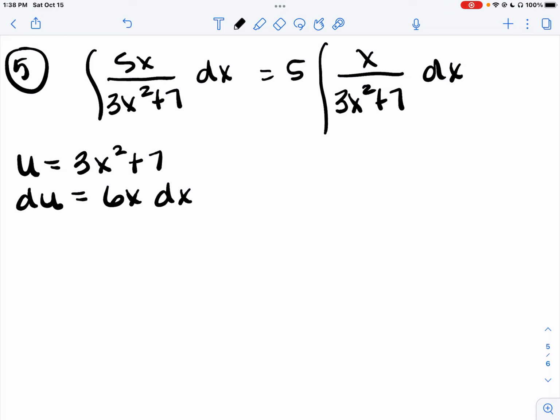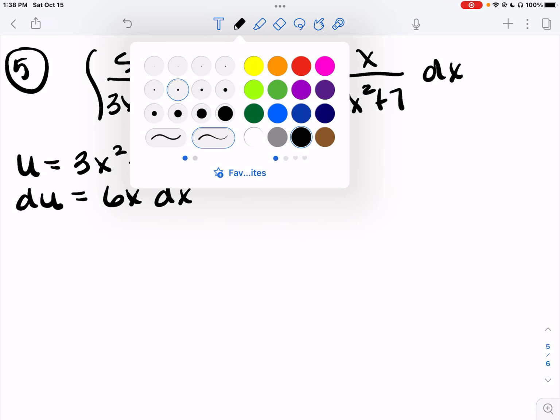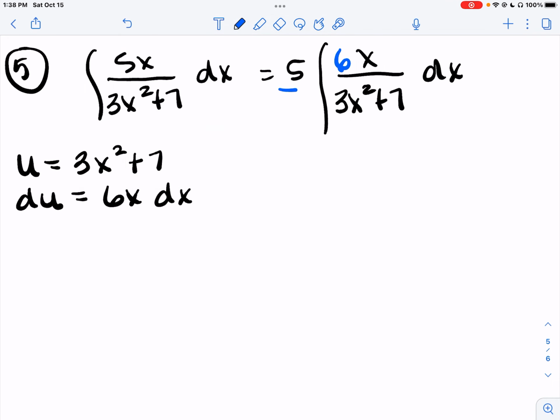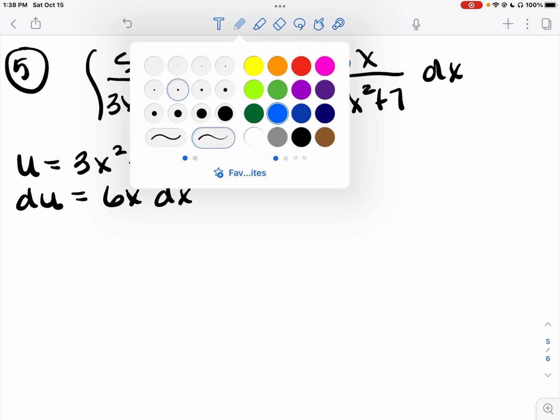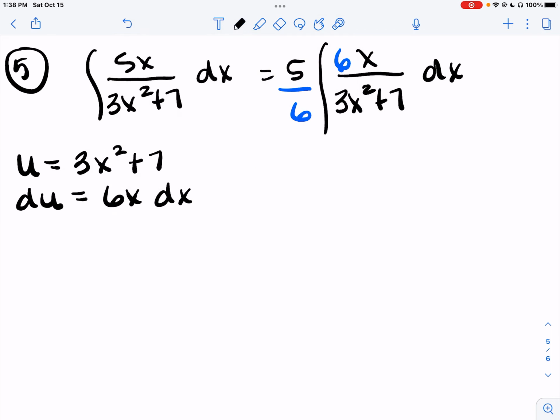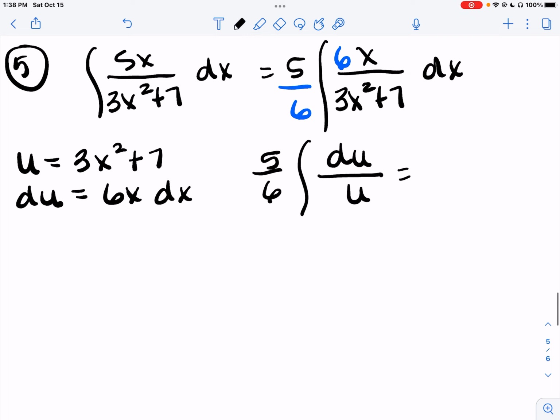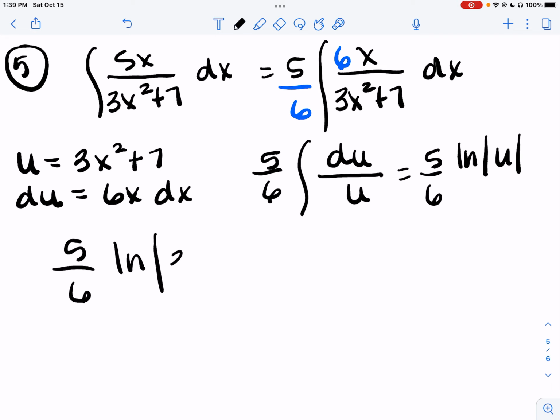and I'll have to undo it. So I'm going to multiply 6. I divide by 6 to undo that. Okay, so that gives me 5 over 6. 6x dx is du. The bottom is u. The integral of du over u is ln. So I replace u with what u equals.